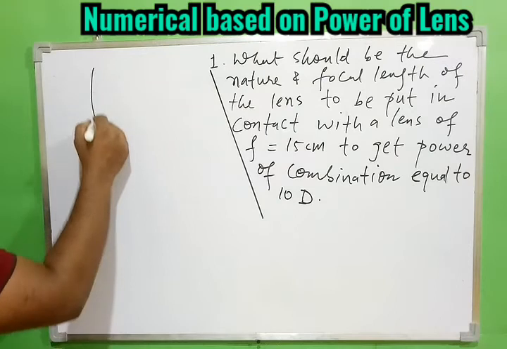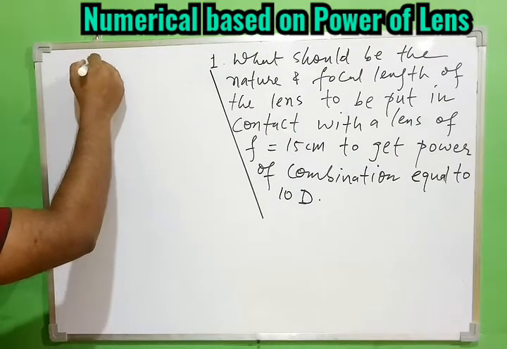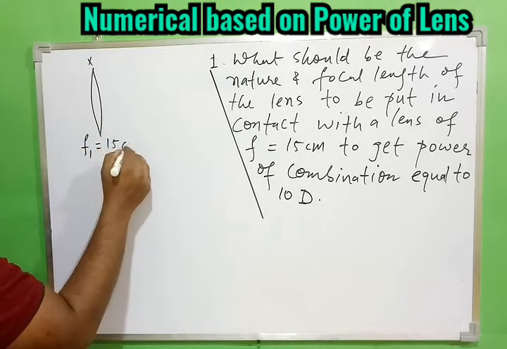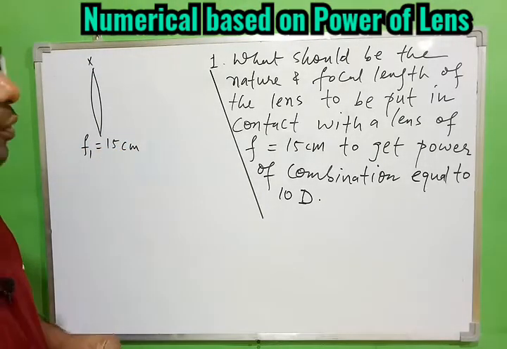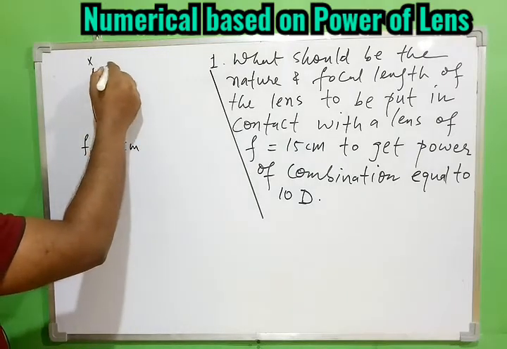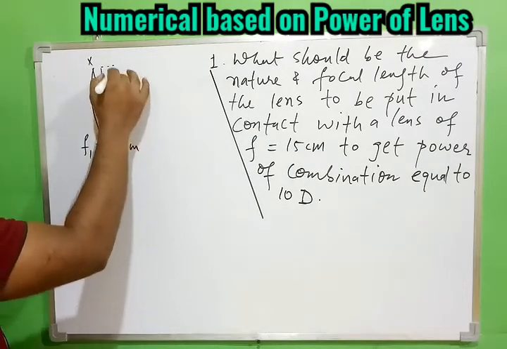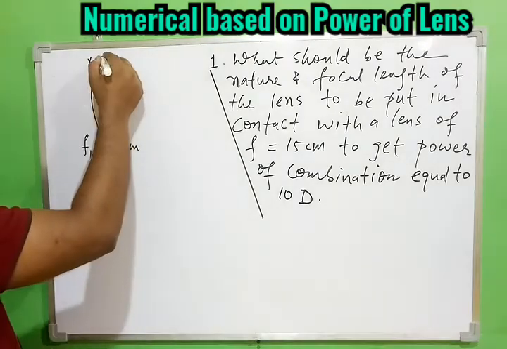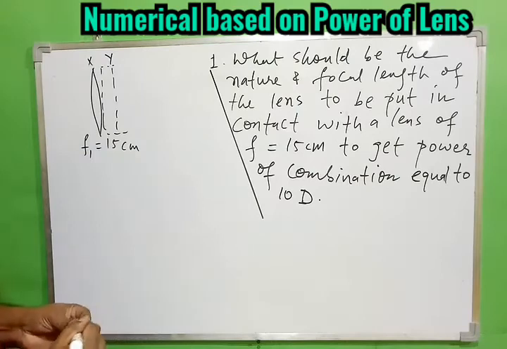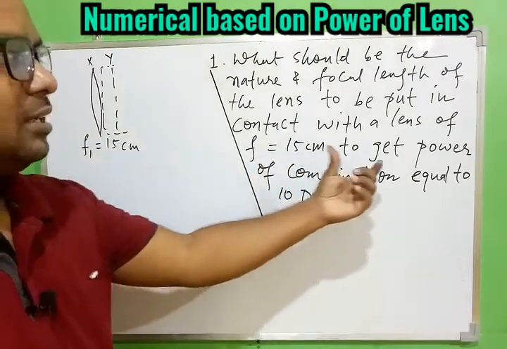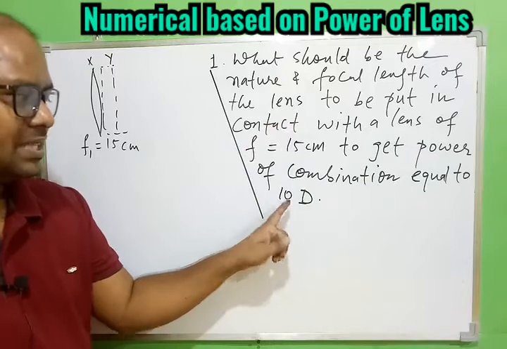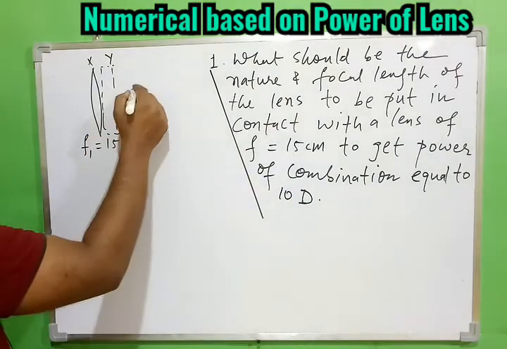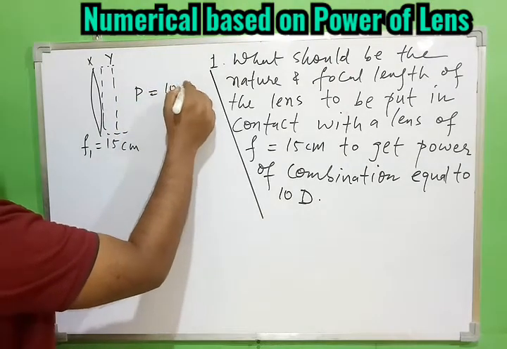That is, one lens we have, x, that is nothing but a convex lens, and let its focal length be f1, 15 centimeter is given. Now the question is, we have to place one other lens in contact with this, and since we don't know which type of lens it is, it can be convex or concave. Let this lens be y. These two lenses are combined together so that the overall power of the combination is 10 diopters. Again, it is given 10 diopter, which means it is positive. So overall power of combination is 10 diopter.